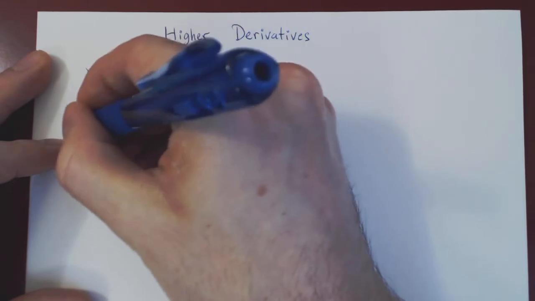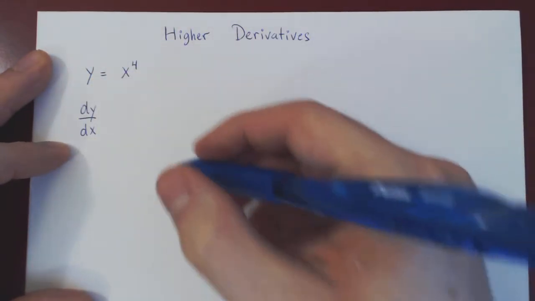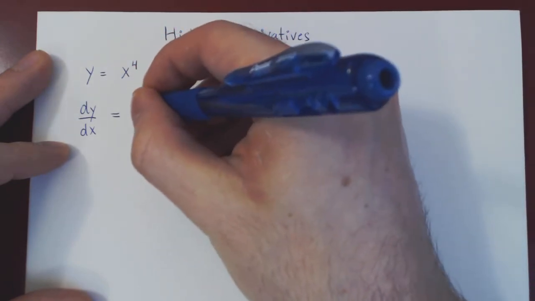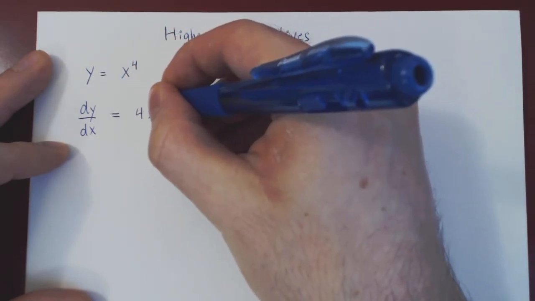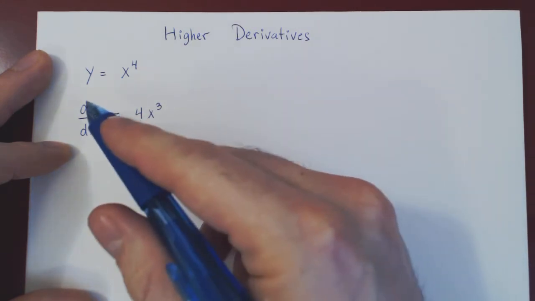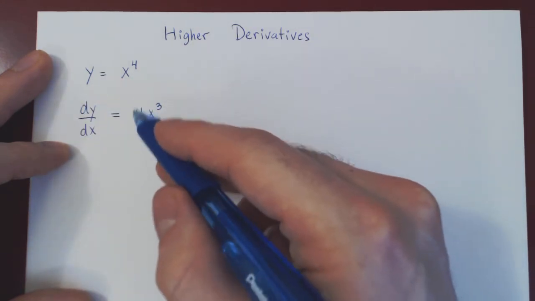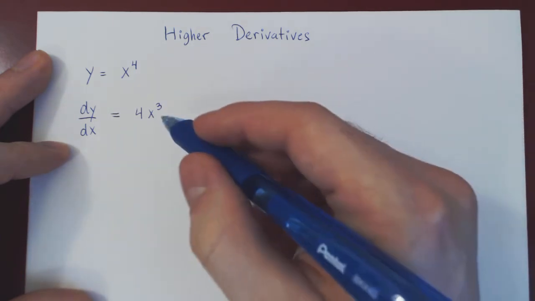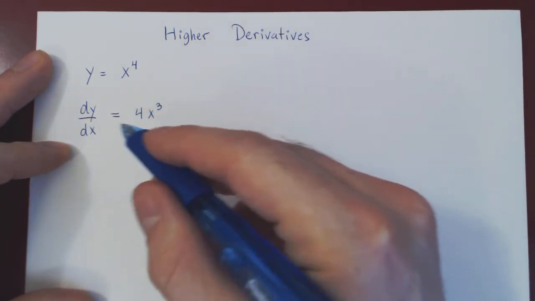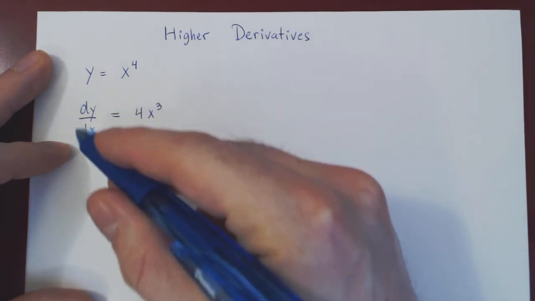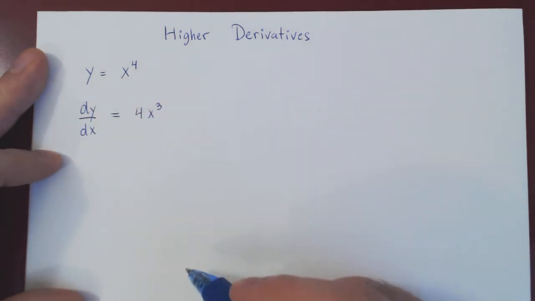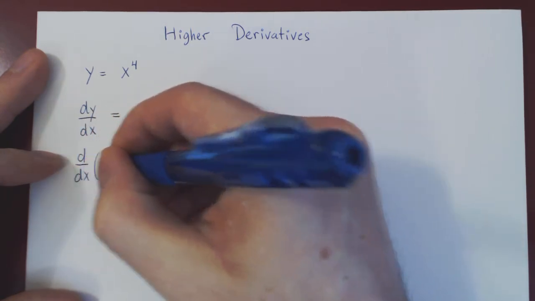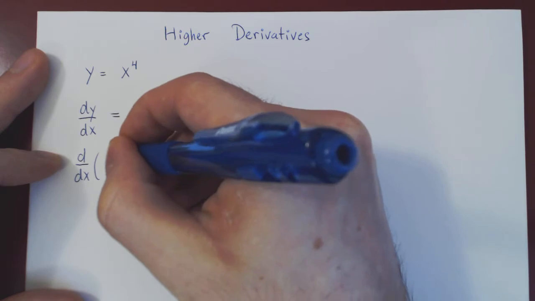So dy dx. And of course, from the power rule, the derivative of x to the 4 is 4x cubed. And now look at the derivative of y with respect to x. 4x cubed is also a function of x. And you say, well, why not take the derivative of this function, therefore the derivative of the derivative? So we differentiate with respect to x our first derivative, dy over dx.